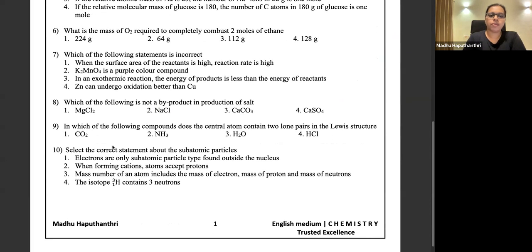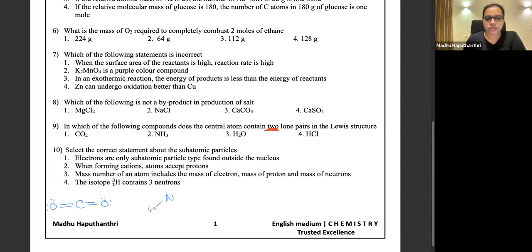Question 9: in which of the following compounds does the central atom contain 2 lone pairs in the Lewis structure? See, in every single question, I have put a certain keyword. So here it's 2 lone pairs. I'm looking for 2 lone pairs. If you take CO2, it is like this. I'm going with the dot dash structures. Central atom has no lone pairs.